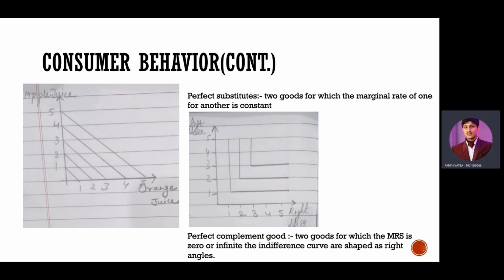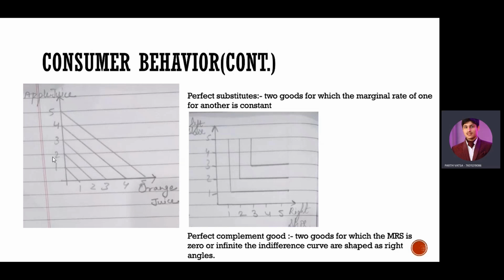This situation is also called perfect substitute goods because here, two goods for which the marginal rate of substitution of one for another is constant. That's why it's a perfect substitute good. Either I'll go for an apple juice or I'll go for an orange juice.